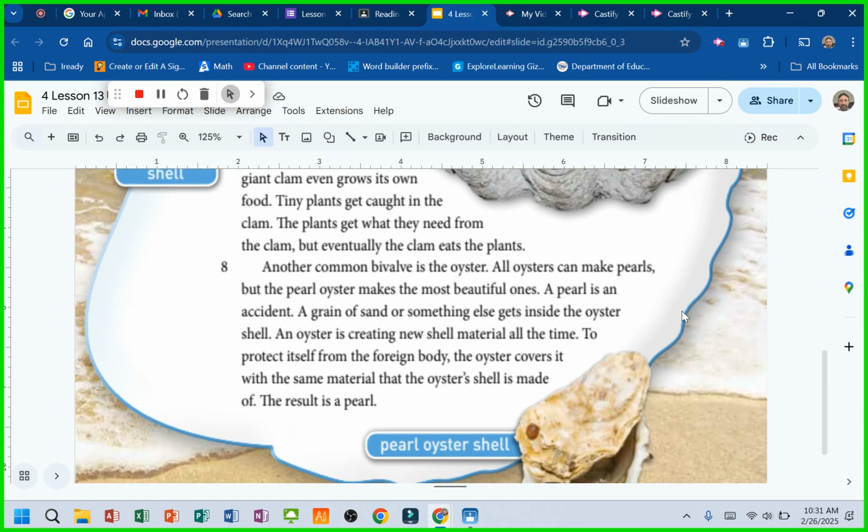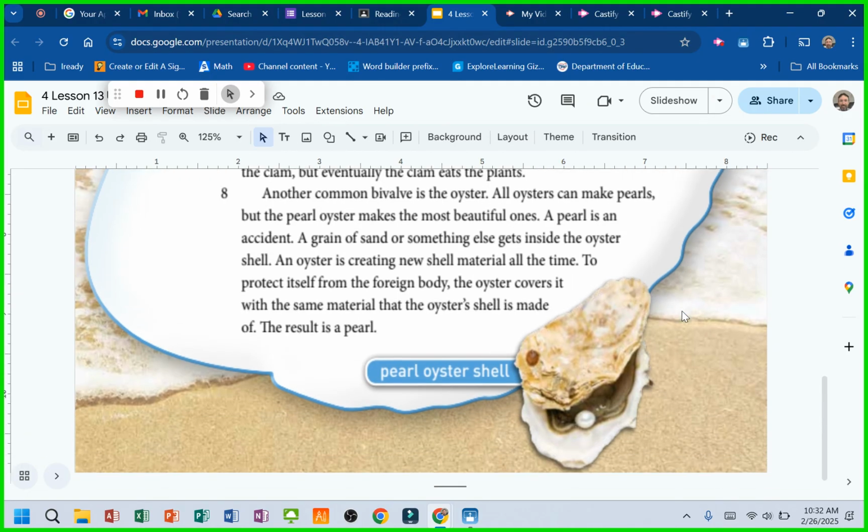Another common bivalve is the oyster. The oyster can make pearls, but the pearl oyster makes the most beautiful ones. A pearl is an accident. A grain of sand or something else gets inside the oyster shell. An oyster is creating new shell material all the time. To protect itself from the foreign body, the oyster covers it with the same material that the oyster shell is made of. The result is a pearl. Man, that's neat. Look, see, there's the pearl. Isn't that cool? Love it.